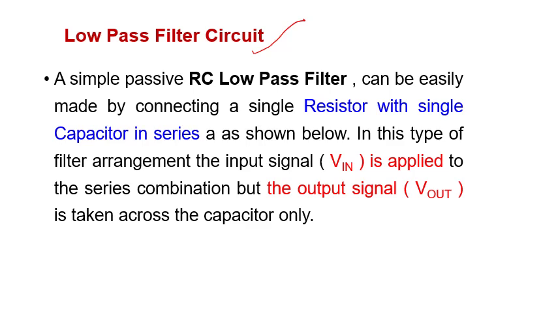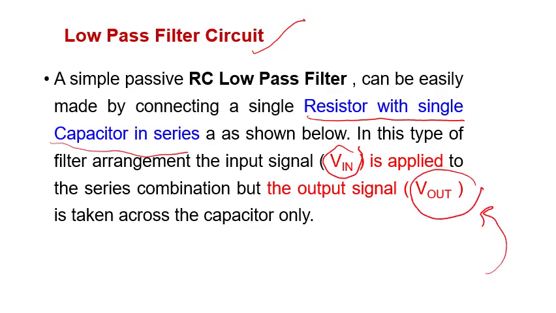We will study a passive filter, which is a combination of resistor and capacitor in series. We are going to assume input voltage Vin and output voltage Vout. We want to see how the output voltage will be only the frequency which we want to pass.